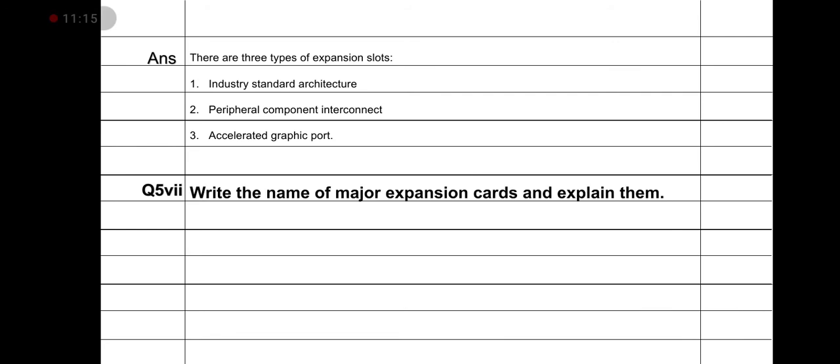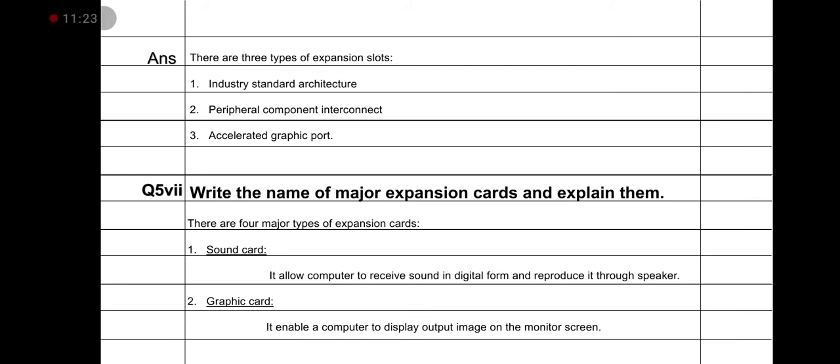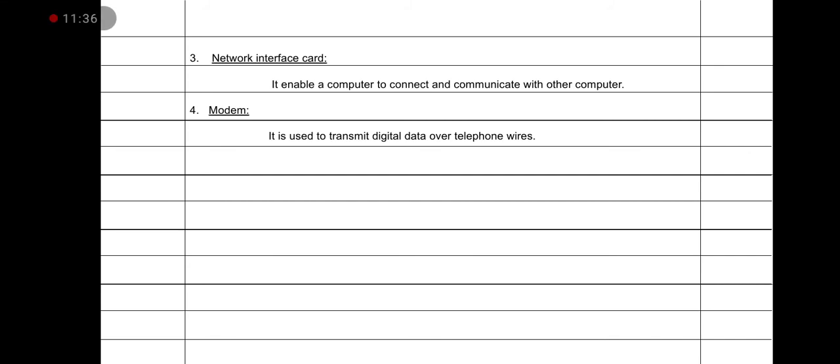Then write question number 5, part 7. Write the names of major expansion cards and explain them. There are 4 major expansion cards. Write their names and their descriptions as well. You have to continue from the down.